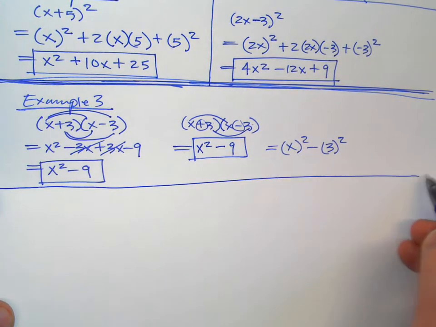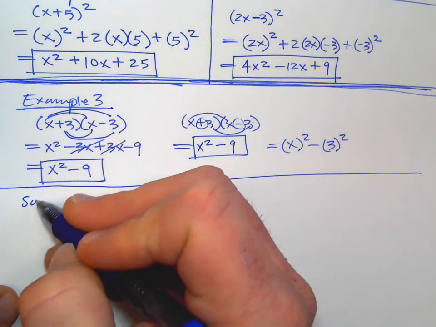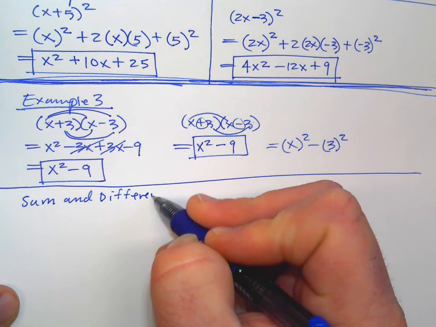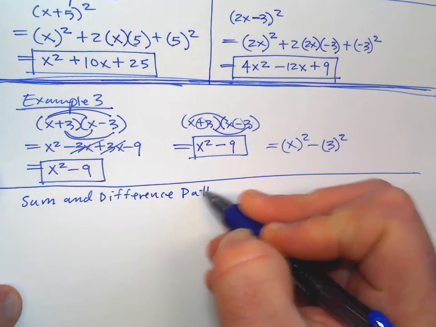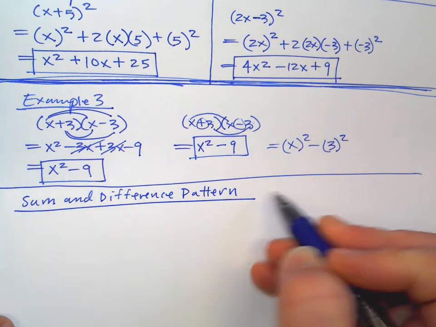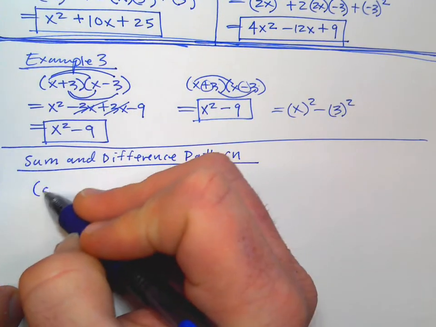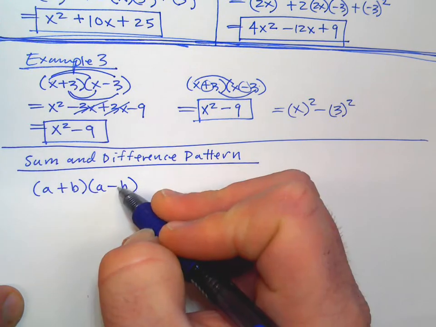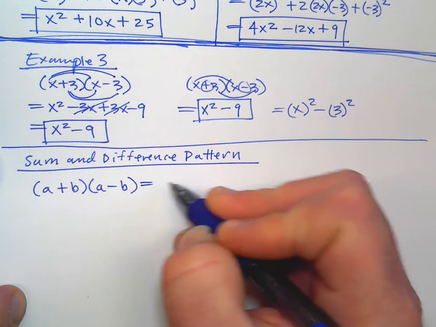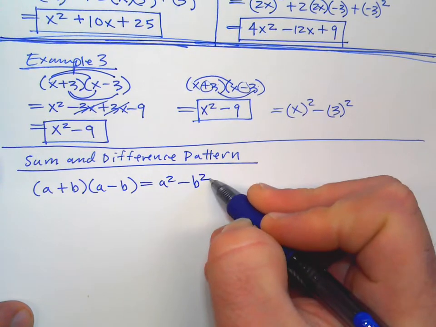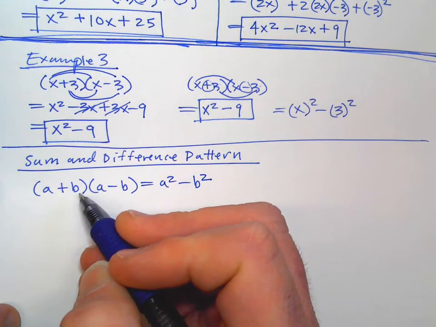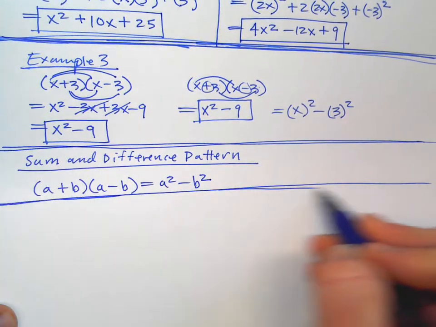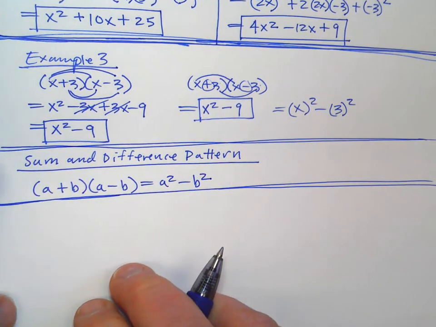So let's write down the formula for it. Sum and difference pattern. Okay? And the sum and difference pattern looks like this. A plus B, A minus B. Now, it doesn't matter if the plus comes first or the minus comes first. It doesn't matter. But the formula is that you just get A squared minus B squared. So that's pretty good. I think I like that. I like that one a lot more than the other one. I feel like this one's a lot more helpful.